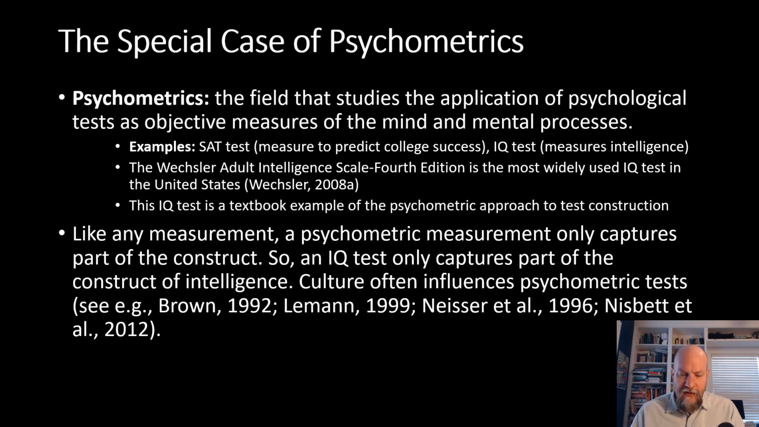And the IQ test, and specifically the Wechsler, is a textbook example of this psychometric approach to test construction. It utilizes a statistical examination of measurement to build the test and refine the test and get it into a form that they feel captures this construct really well. Like any measurement, though, a psychometric measurement can only capture part of the construct, right? So an IQ test only captures a piece of this larger hypothetical thing we call intelligence. There's been a lot of discussion in recent years about emotional intelligence, right?